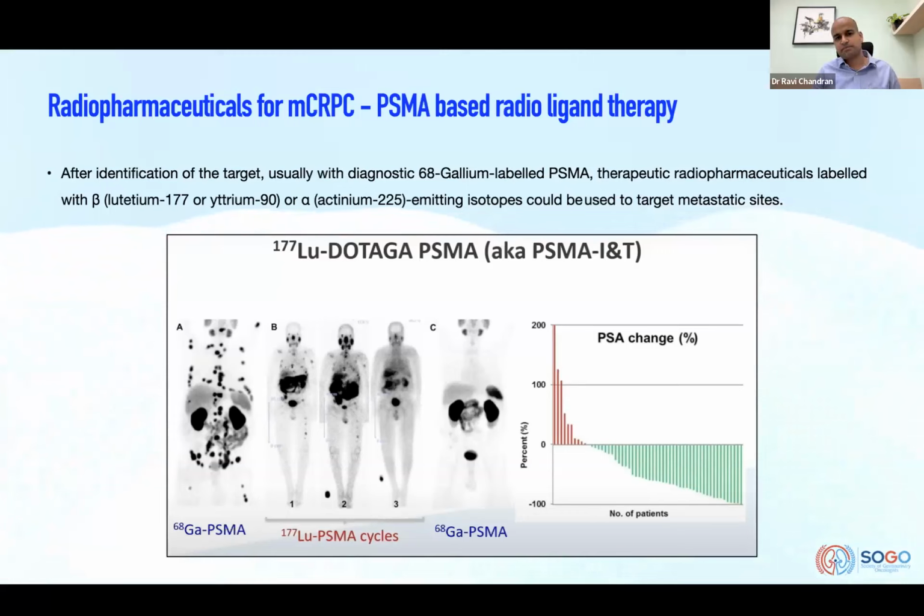This was a picture which was presented at the European Society of Nuclear Medicine back in early 2018. Wherein, as we can see here, there was extensive skeletal metastasis and extensive nodal metastasis, and following lutetium-177 PSMA therapy, we see how progressively the patient has responded so beautifully. And on the other side, we can see the percentage PSA change following lutetium therapy. This study was phenomenal and landmark for that year's annual conference of European Nuclear Medicine.